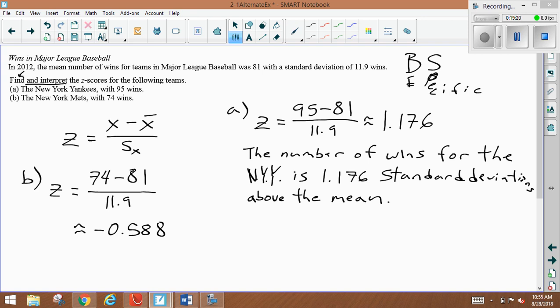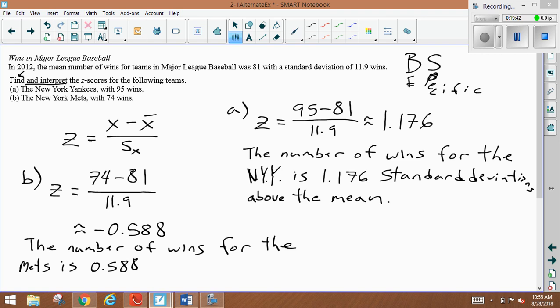So we would say the number of wins for the Mets is 0.588 standard deviations below the mean.